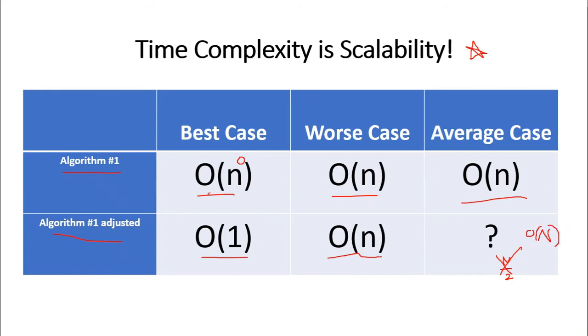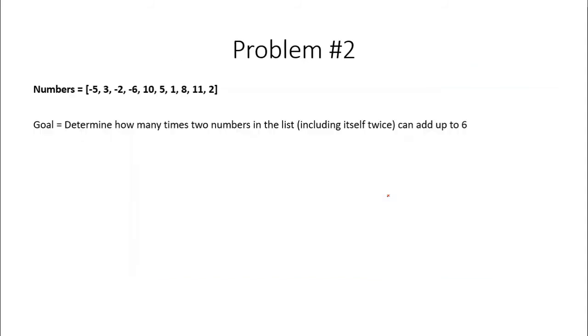But long story short here is that we have multiple algorithms here, and we have best cases, worst cases, and average cases. And they are different, but we're doing the same thing. We're performing the same function here. So let's look at another example to really hone this in. Here we have a list of numbers. And our goal is to determine how many times 2 numbers in the list, including itself twice, can add up to 6. So let's figure out what that means.